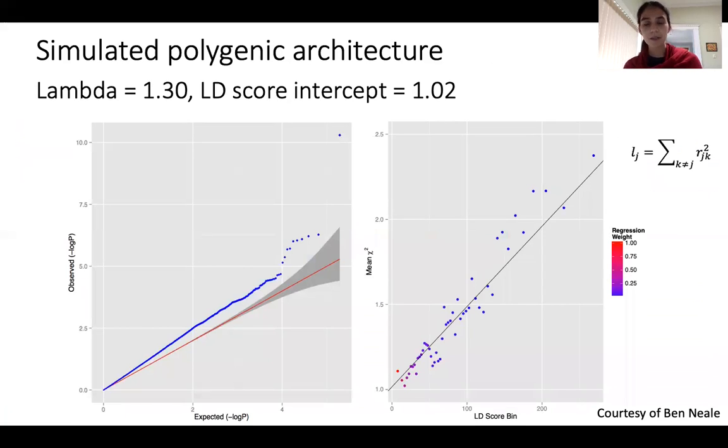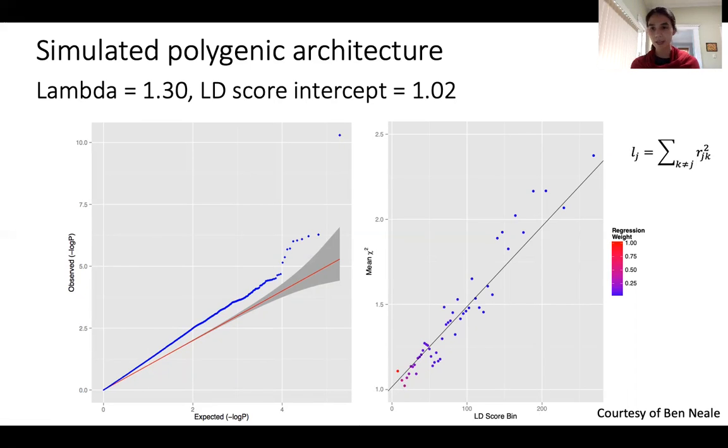In simulation, you can show that under a polygenic architecture, so this is no confounding, just random causal SNPs, you'll get a QQ plot that shows a lot of signal like the one on the left. But then if you quantify the amount of LD at a given SNP as the sum of squared correlations to all other SNPs nearby, you call that an LD score, and then we put that on the x-axis, then you can see that on average, the mean chi-squared association statistics for SNPs that have a lot of LD are going to be higher than the mean chi-squared association statistics for SNPs with a small amount of LD.